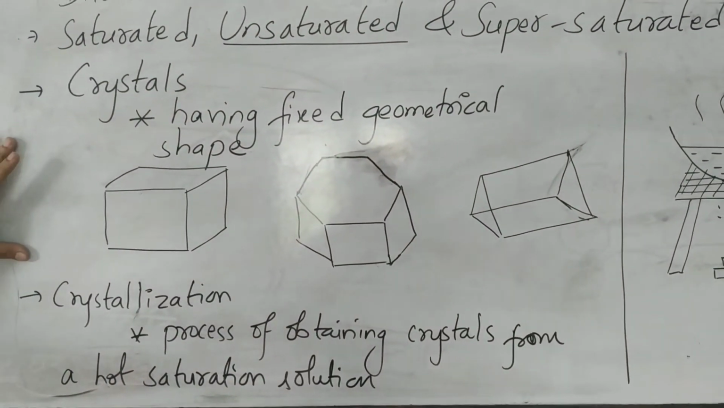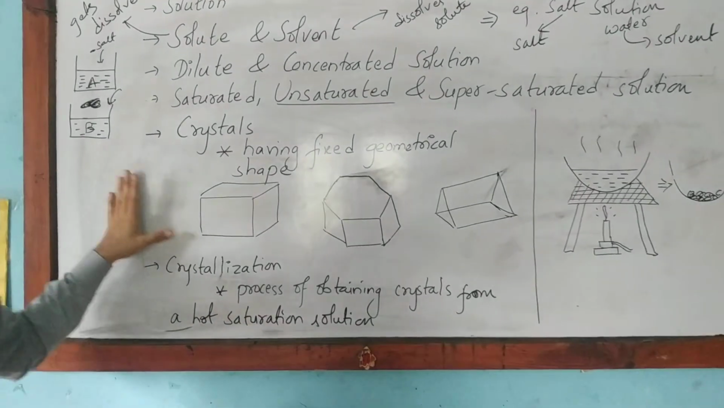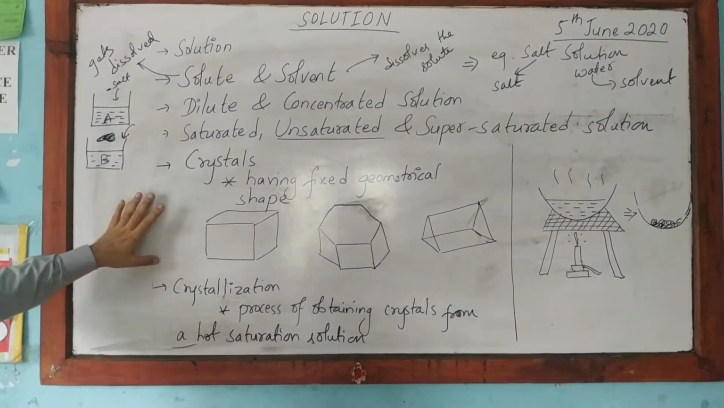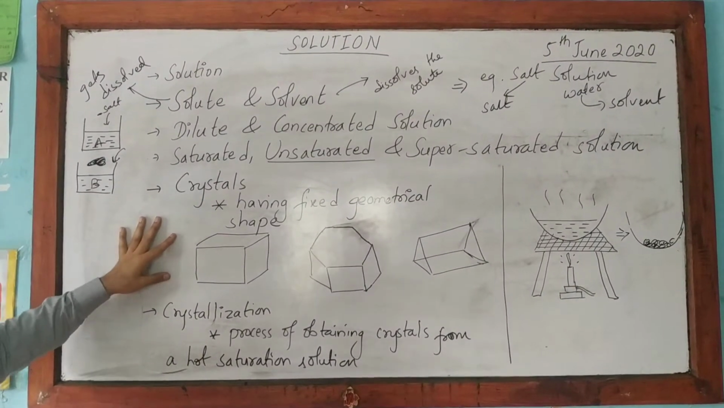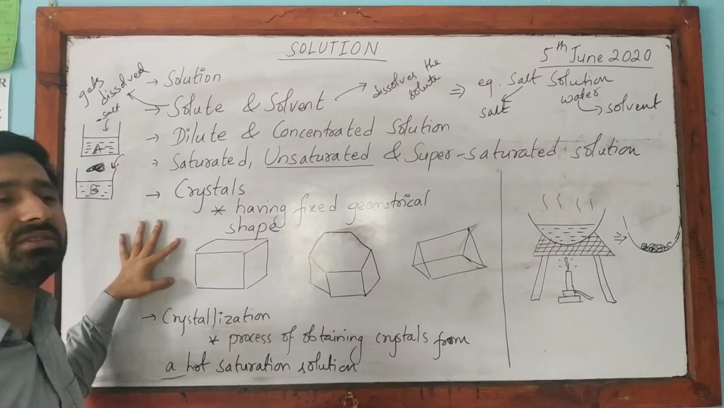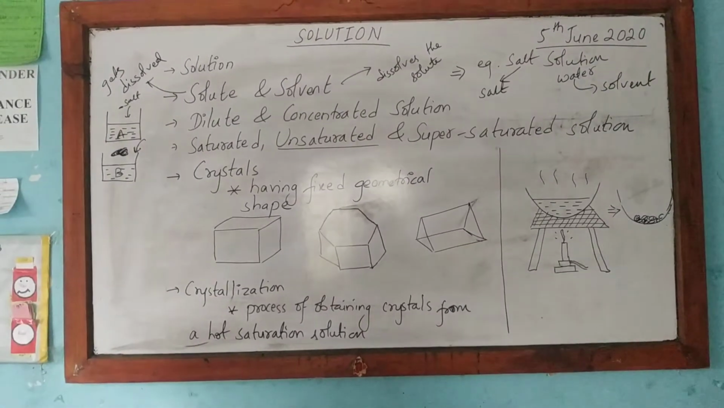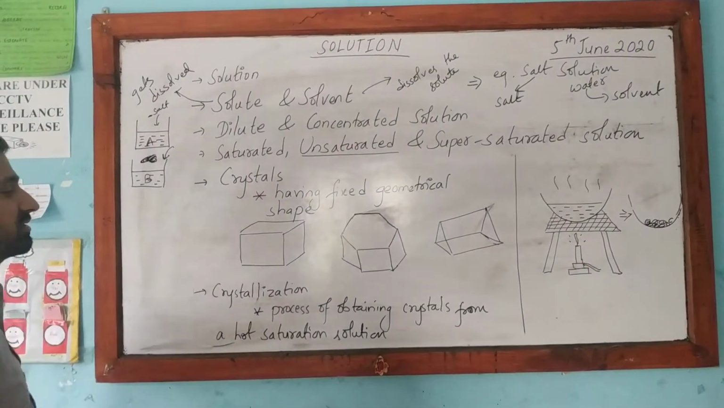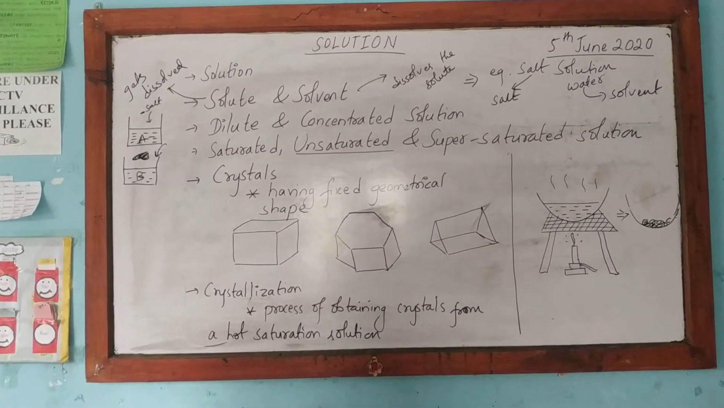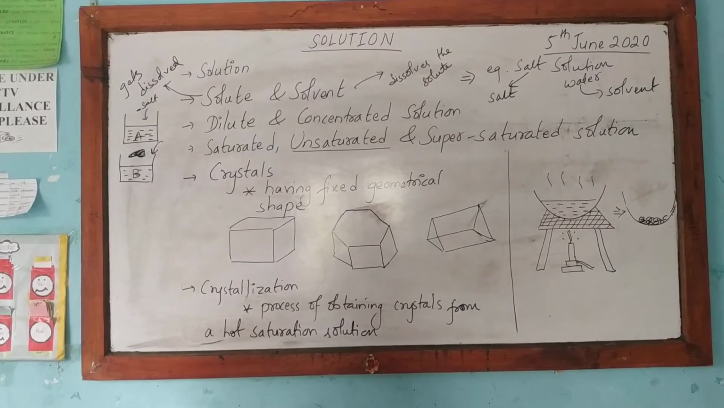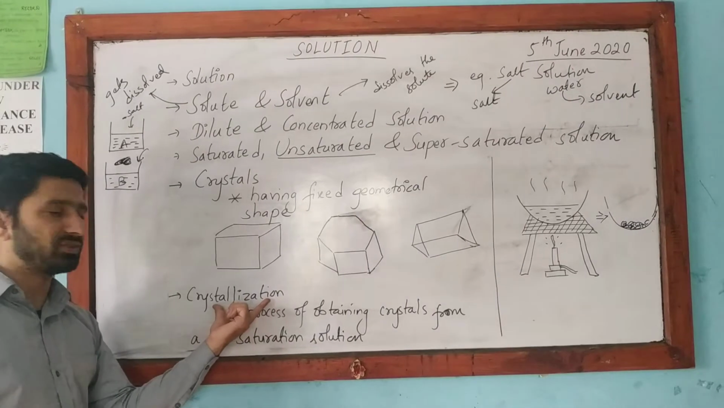We can say crystals of sodium chloride, crystals of copper sulfate. That means sodium chloride forms crystals, so it is a crystalline substance. Copper sulfate forms crystals, so it is also a crystalline substance. Now, whenever there is a solution of crystalline substances, we can obtain the crystals of those substances from the solution. That process is called crystallization.